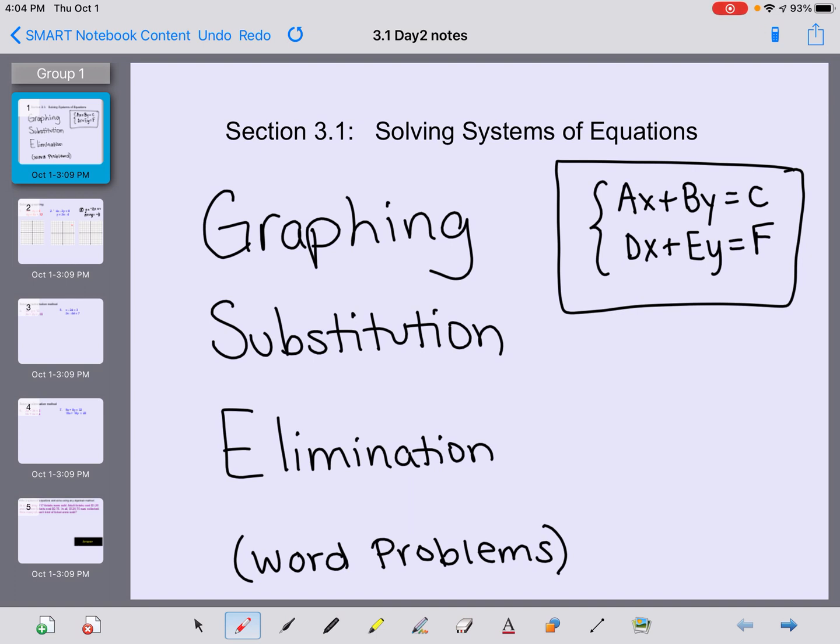So I'm going to go through it very, very quickly, and then those people that just need additional help, you'll have to come after school or ask during class or talk to your team. All right, so the system is going to look something like this, where A, B, C, D, E, and F are numbers. We're going to solve that system, and when we write our solution, we're going to write our solution as an ordered pair, please.